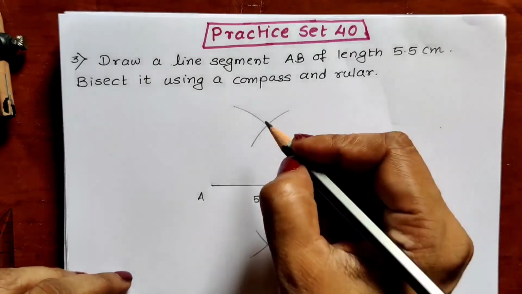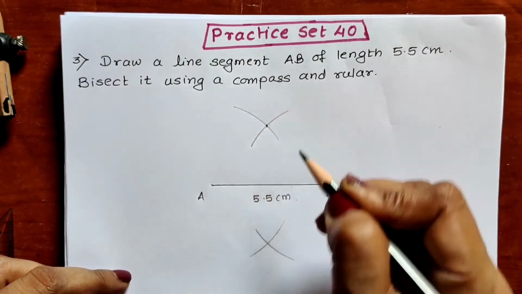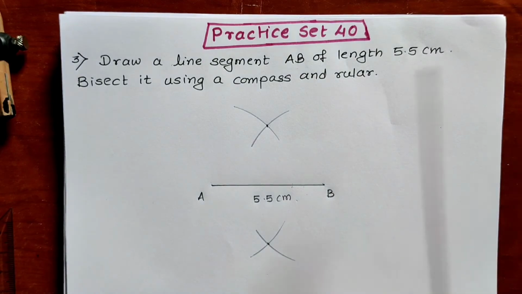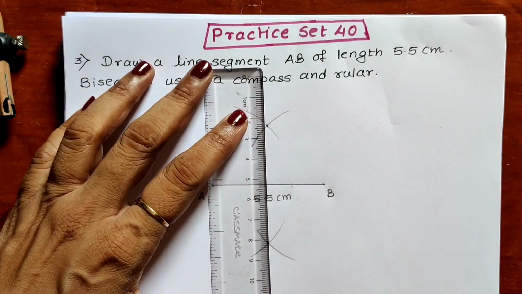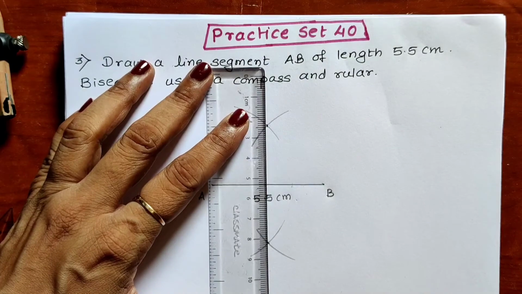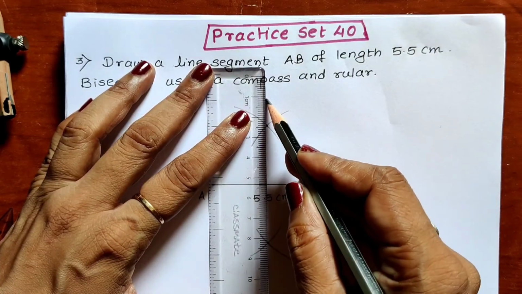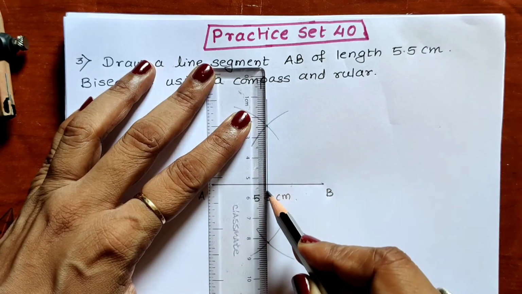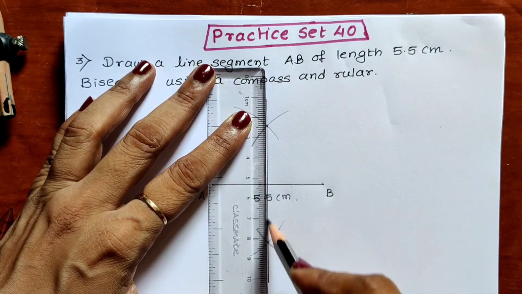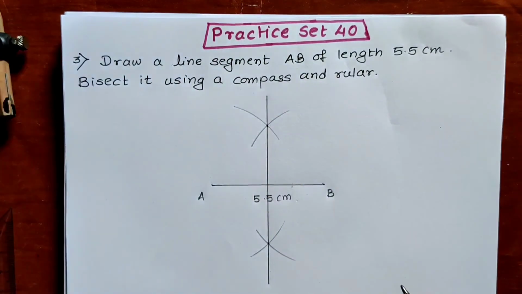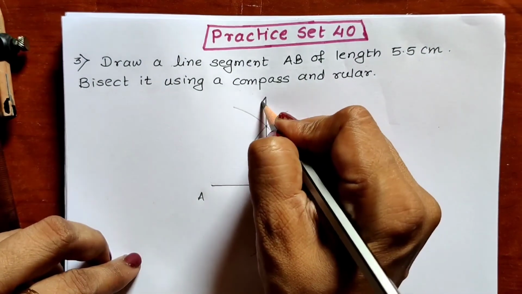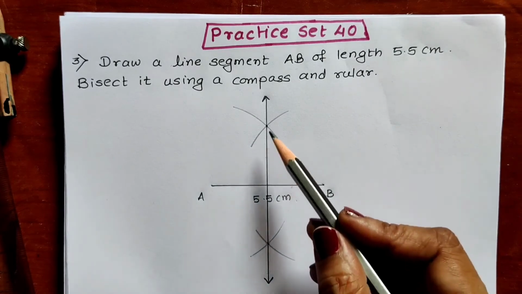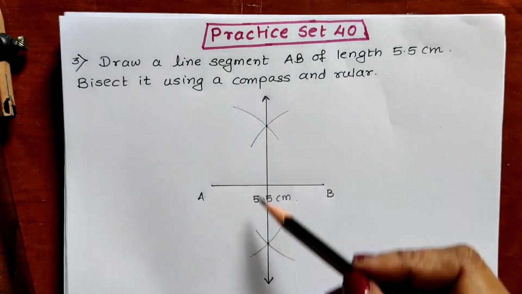And now just make these points dark and draw the line passing through these 2 points. Draw very carefully. The line should pass these 2 points. Here we have to draw the line. We don't have to draw the segment. Here we can draw the line.